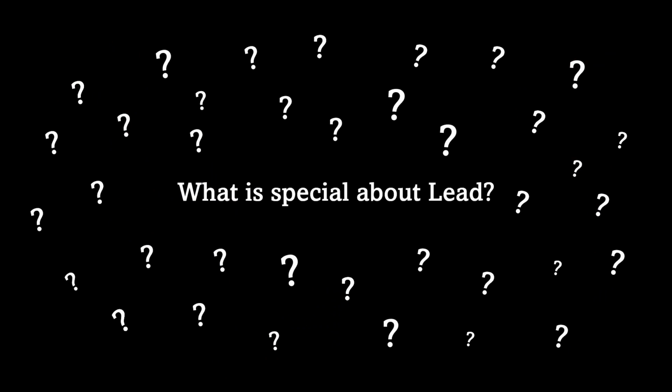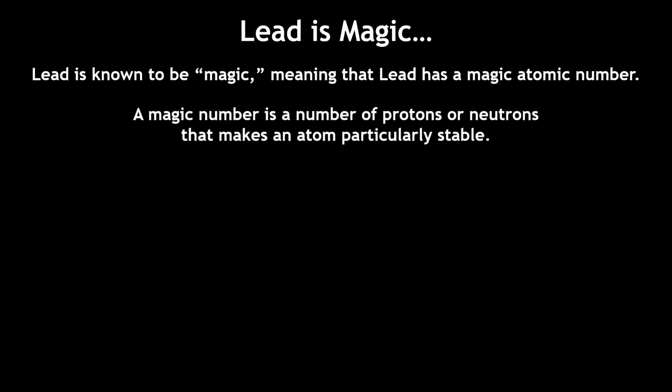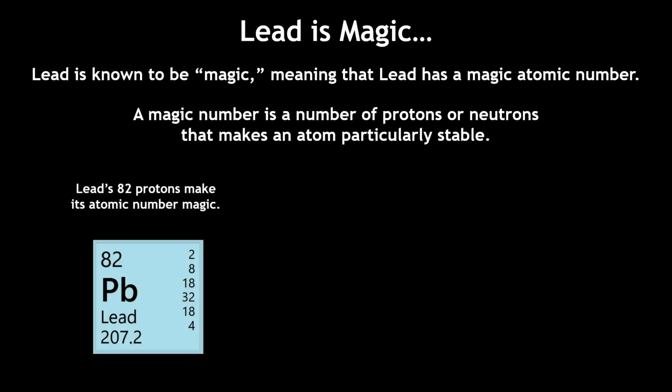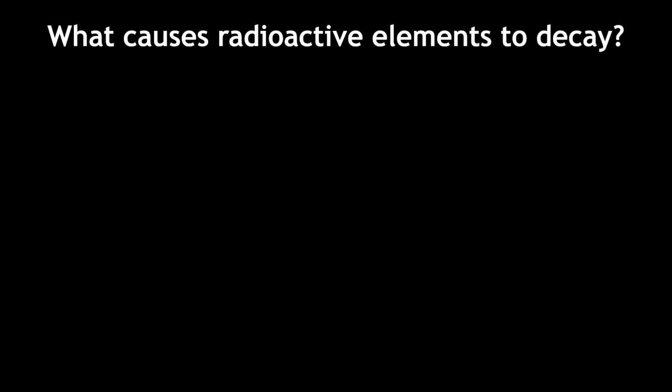Well, firstly, lead has a property that is known as magic, meaning that lead has a magic atomic number. But what are magic numbers? Well, a magic number is a number of either protons or neutrons that makes an atom particularly stable. Lead's 82 protons make its atomic number magic, and one of lead's isotopes, lead-208, has a magic number of neutrons, making it doubly magic. But what makes these radioactive elements decay in the first place?